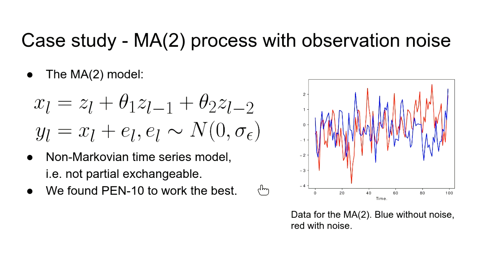So this is a non-Markovian time series model, and in that case it's not partially exchangeable. Since it's not partially exchangeable and it's not a Markov model, it's not clear which order of the PEN network we should use. But we found PEN 10, where we have a PEN network with d equals 10, to work the best. Here we also simulate some data from this MA2 model, where in blue we have it without observation noise, and in red with noise. So maybe we can see that the red data is slightly more noisy.